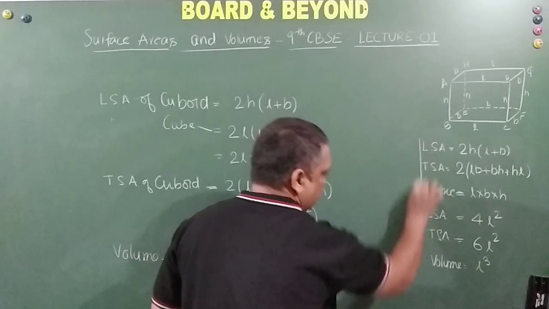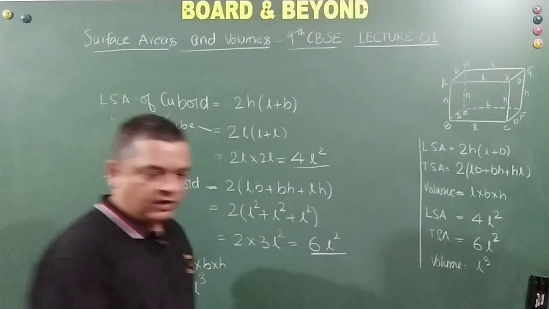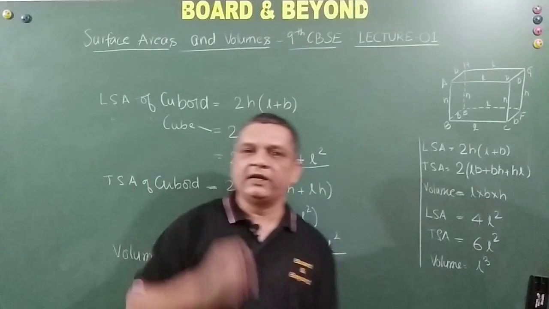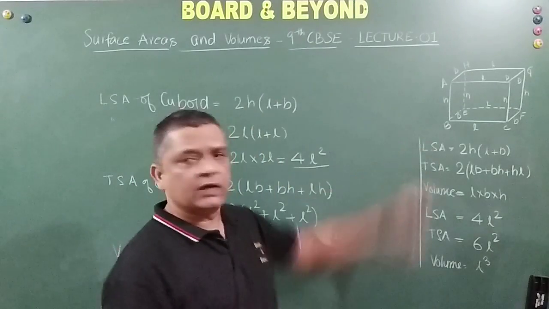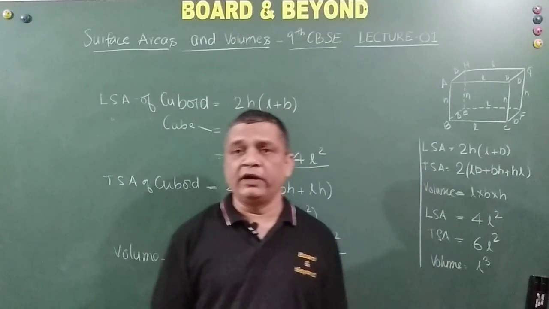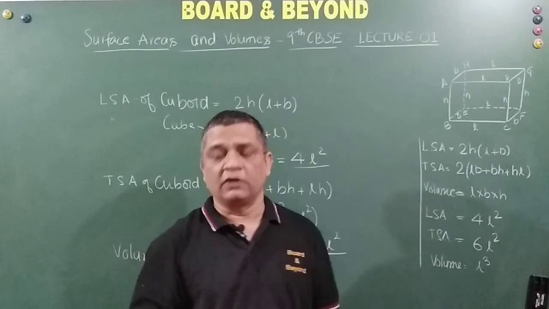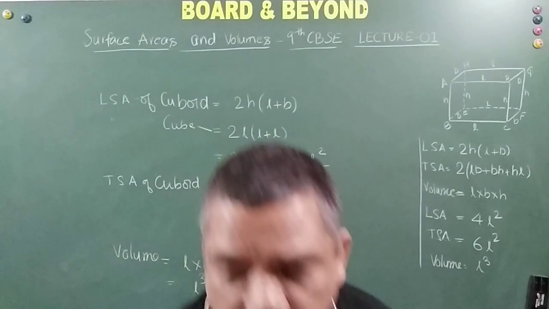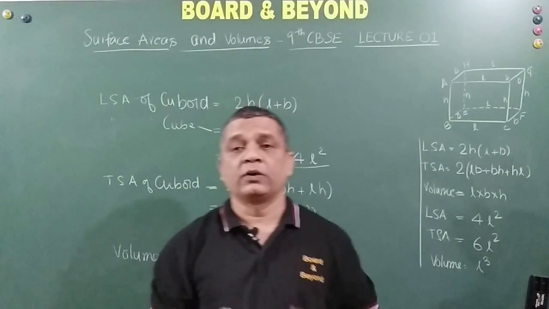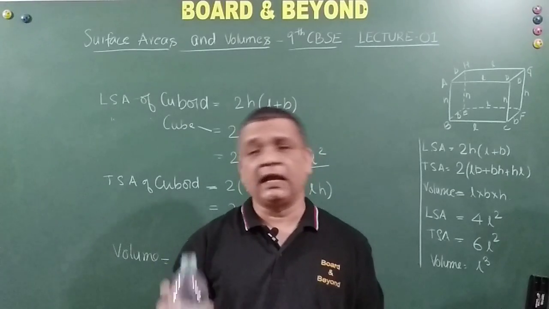Right? We'll keep it here. Just for your understanding, when we are talking about the lateral surface area of a cuboid, we understand that a cuboid is a solid figure which has different surfaces, and those are rectangular in shape.